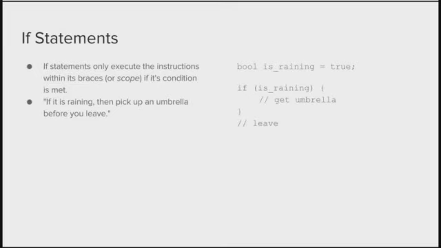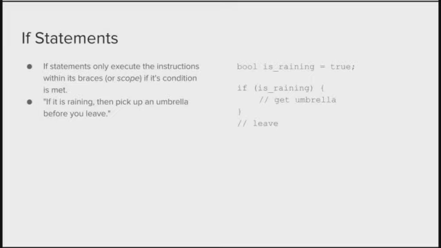So the first one is an if statement. If statements are the most basic control structure. If statements only execute the instructions inside its braces. So you can see there's the little squiggly parentheses, they're braces, right after the if is raining on the right side here. It's also called its scope. Scope is another idea that we're going to be talking about in part 2 when we talk about functions. But right now scope is out of scope of our conversation.